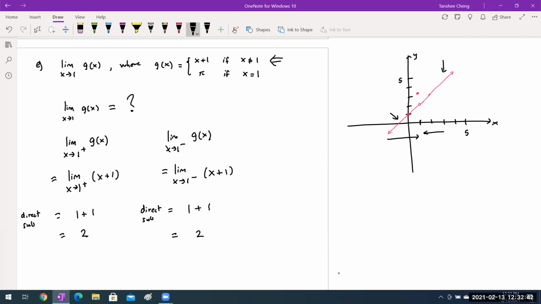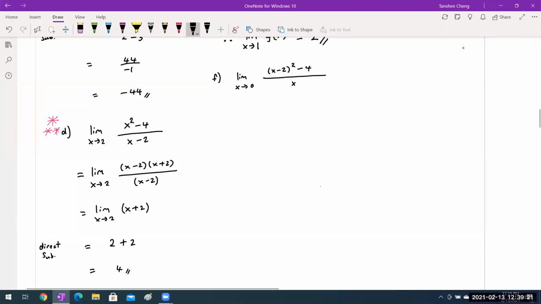Now you can see that the left-hand side limit and the right-hand side limit are the same. Therefore, by the theorem, I can conclude that the limit as x approaches 1 of g of x is equal to 2. That will be my final answer. Notice that this one happened to use the same formula whether you go from the left-hand side or the right-hand side. Not necessarily all the time is it like this, and we're going to talk about more examples on that. Now let's move on to the next example, F.